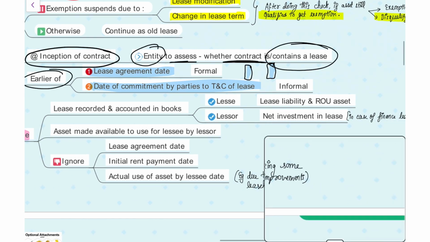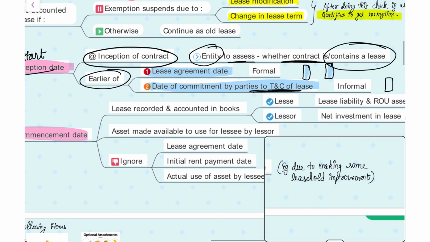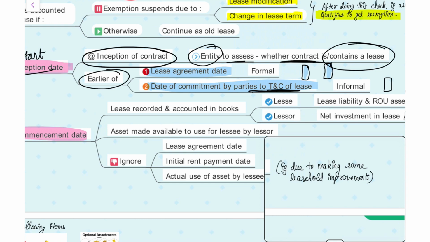Suppose there are two parties again. These two parties have just met for a coffee at a cafe. And in that cafe itself, they are not drafting a legal agreement or signing on it. But by mouth itself or in any other way they have committed that they are agreeing to get into this lease and agreeing to all the terms and conditions of this lease. So informally also, if they have agreed to these terms and conditions of a lease, that date will be known as your date of commitment.